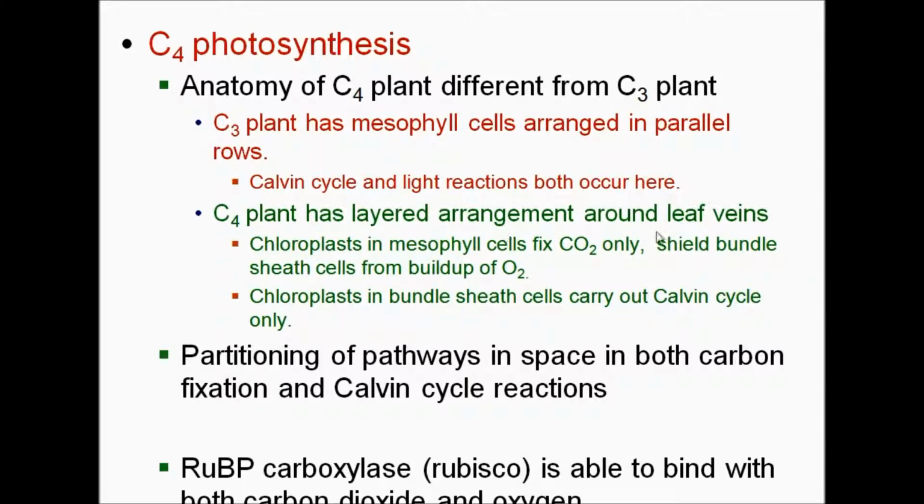It has a layered arrangement around leaf veins, and it has these bundle sheath cells. That's to protect it from buildup of O2. Remember, that's going to happen when you shut down that little opening on the bottom. So it's the chloroplasts in those bundle sheath cells that are carrying out the Calvin cycle. This is all happening because there's partitioning of pathways, both carbon fixation and the Calvin cycle, in the C4 plant, because it works better if it's kept separate.